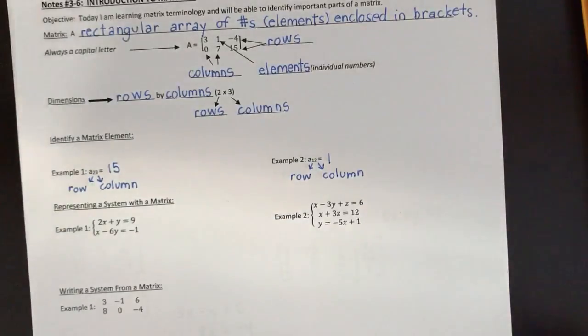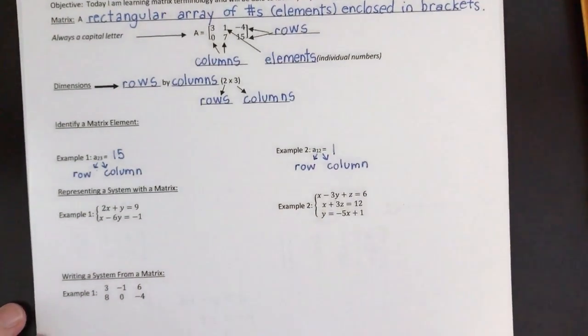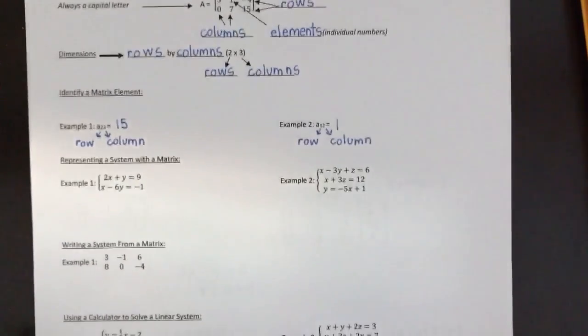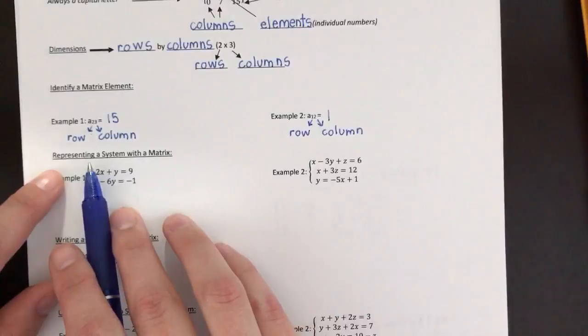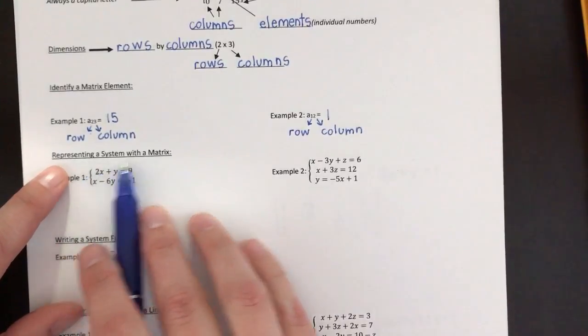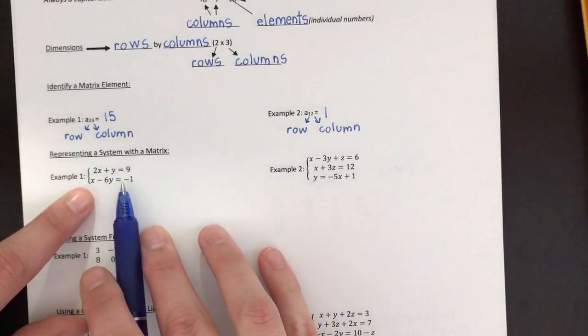So what's the whole purpose of learning about a matrix? Good question. The main purpose in algebra or any math class of dealing with matrices is they help you solve systems of equations super fast, because you can utilize a calculator or a computer, something that works very, very fast. So how do we use a matrix to represent a system of equations?